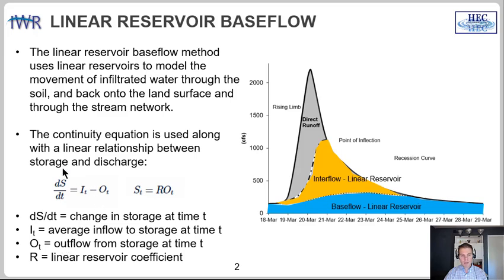And so we have two unknowns in this continuity equation. To help us solve it, we can define a linear relationship between storage and outflow. And that's what we have in this equation on the right. That's the linear relationship. We're going to use that coefficient, the R coefficient, as a linear reservoir coefficient. And so this is a parameter that you would define so that the program can solve this continuity equation.